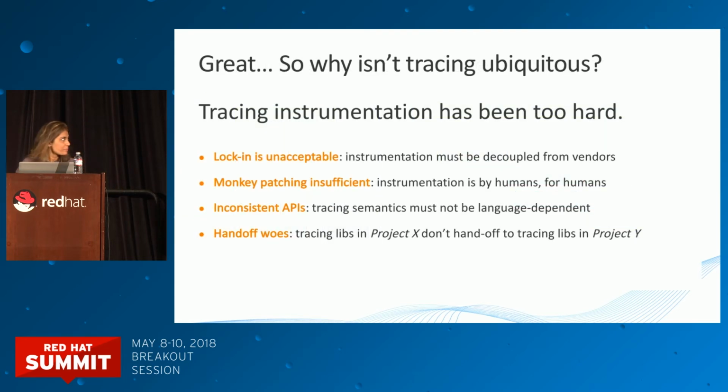So that's all very great. Tracing can be useful. So then why isn't it ubiquitous? It's not ubiquitous because the instrumentation needed to get all that information out of your system can be very, very painful, and up until recently, it was too daunting for most people to pursue.